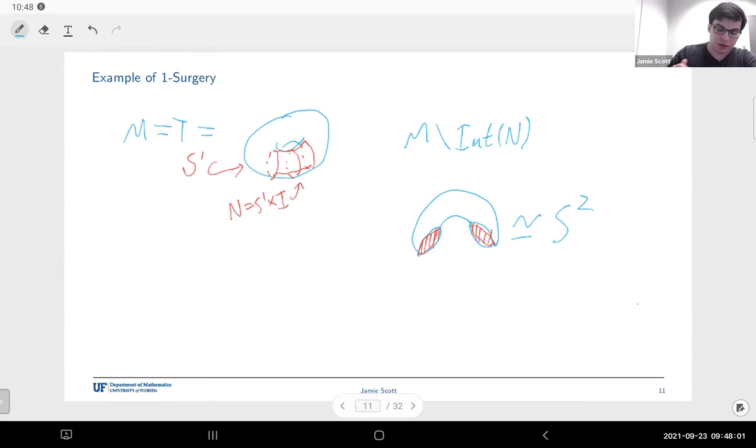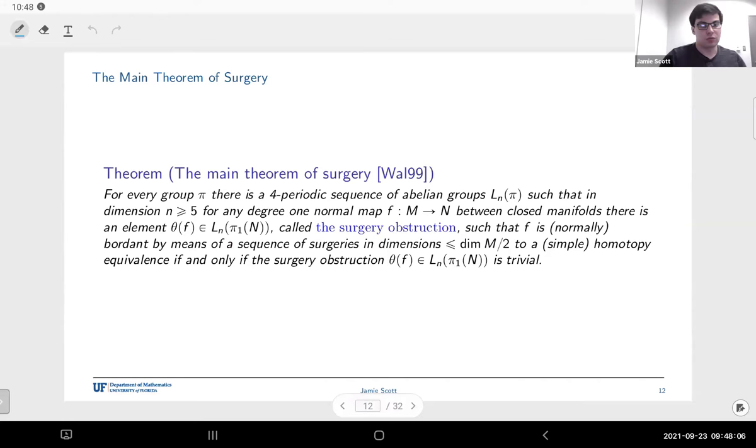And so what this says is that given any group pi, we get a 4-periodic sequence of abelian groups. These are called L groups or Wall groups, and we denote them L_n of pi, such that if the dimension n is greater than 5 and you take a degree 1 normal map F between closed manifolds, then in the nth L group of the fundamental group, there is an element dependent upon F. We denote that by theta of F, and we call it the surgery obstruction.